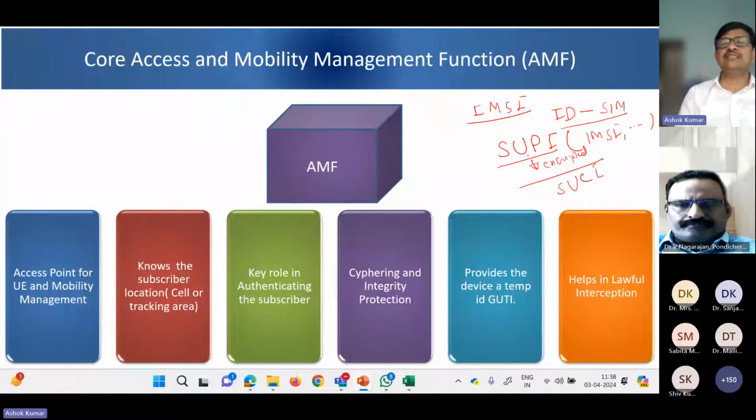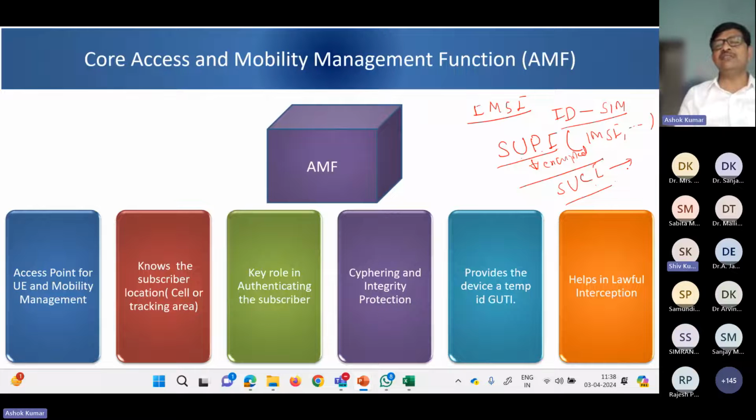SUCI. This is the subscription permanent identifier, SUPI, and this is the subscription concealed identifier, SUCI. So when the UE is switched on for the first time, it transmits the SUCI to the AMF, only for the first time. From then onwards, the AMF provides a GUTI to the UE, and the UE uses the GUTI to identify itself. Suppose it wants to interact with the core, then it will provide the temporary ID, which is called GUTI, and not the SUCI or SUPI.